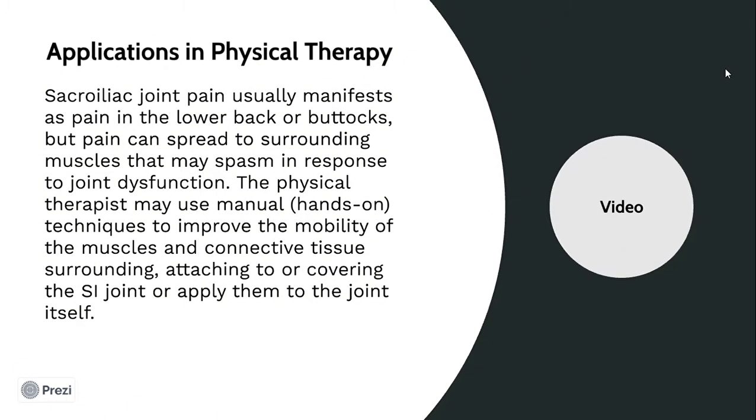Applications in physical therapy. Sacroiliac joint pain usually manifests as a pain in the lower back or buttocks, but pain can spread to surrounding muscles that might spasm in response to joint dysfunction. The physical therapist may use manual techniques to improve the mobility of the muscles and connective tissue surrounding, attaching to, or covering the sacroiliac joint, or apply them to the joint itself.